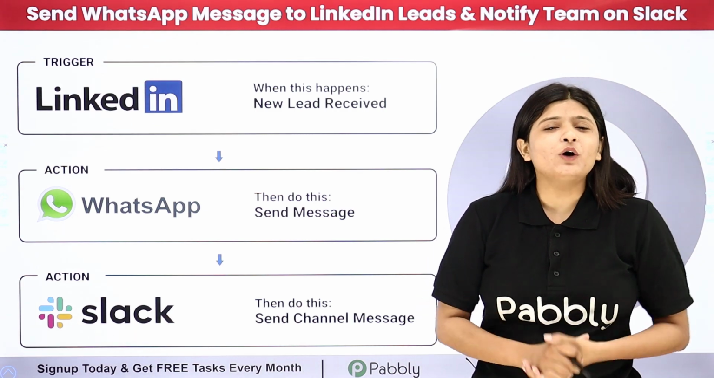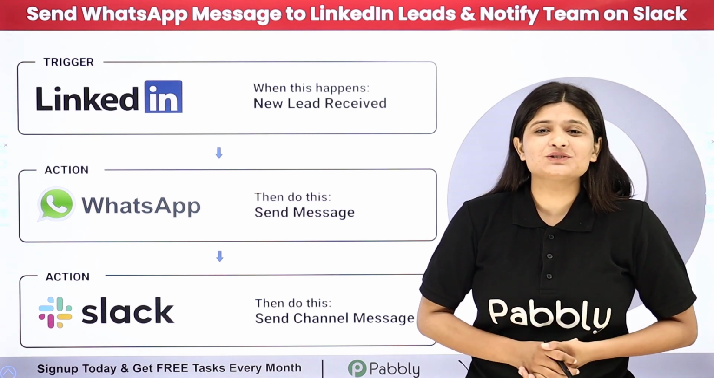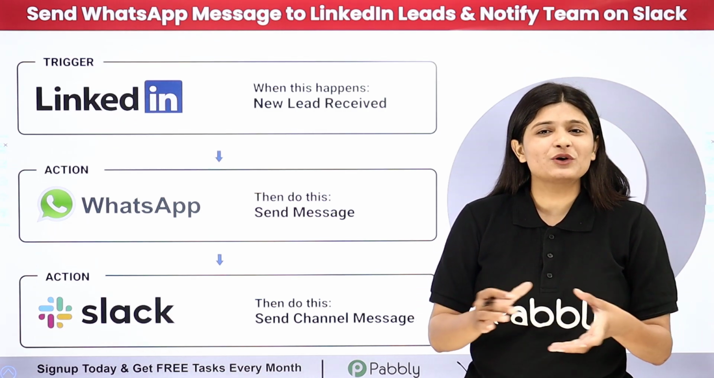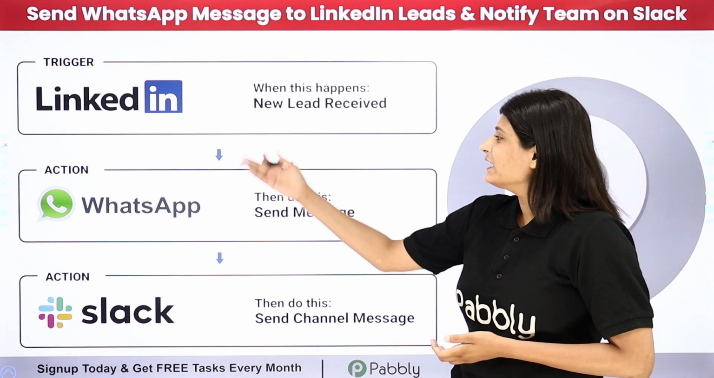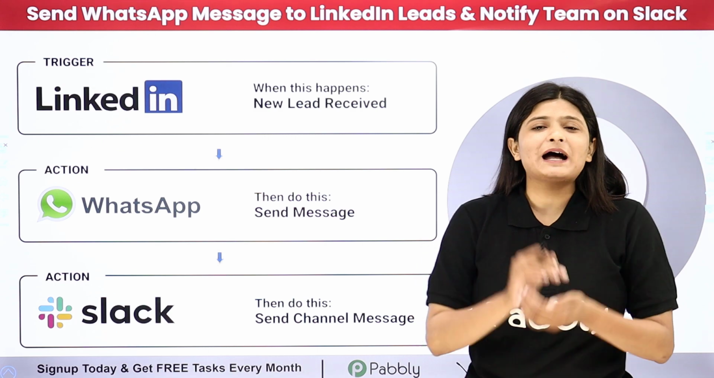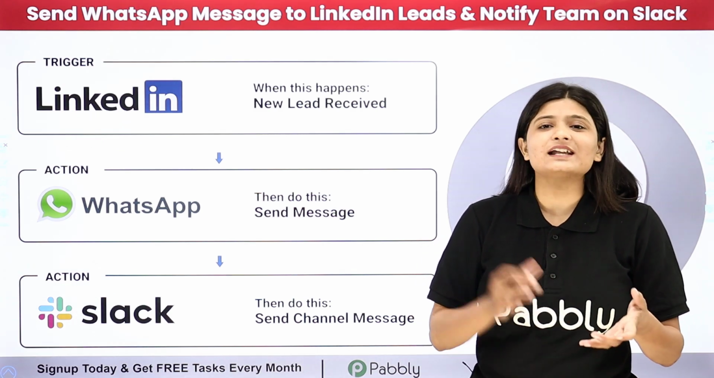I completely want to automate this process and I can do this with the help of Pabbly Connect, which requires no coding or programming skill. Here I just need to build connection between LinkedIn, WhatsApp and Slack. So Pabbly Connect runs on two principles, which is trigger and action.